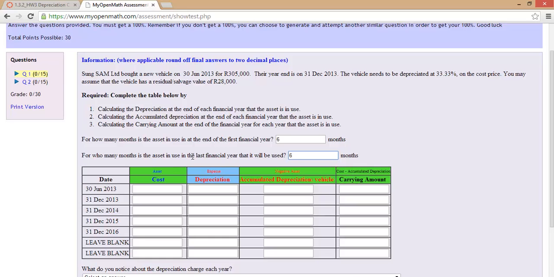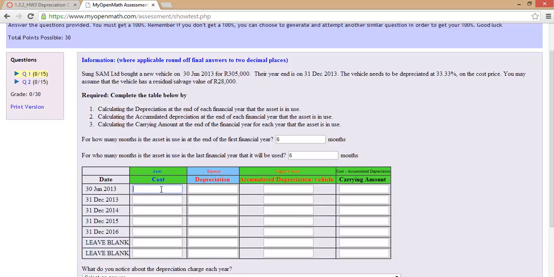Then this table asks us to calculate the cost, the depreciation, accumulated depreciation, and carrying amount. Now we already know that the carrying amount is a combination of two accounts. You'll remember from the previous video that it is the positive cost account, which in this case will be called vehicles, and the negative accumulated depreciation account, which combined is going to give me the carrying amount, which is the value of the asset, otherwise known as the accounting value of the asset or the book value of the asset, the carrying amount.